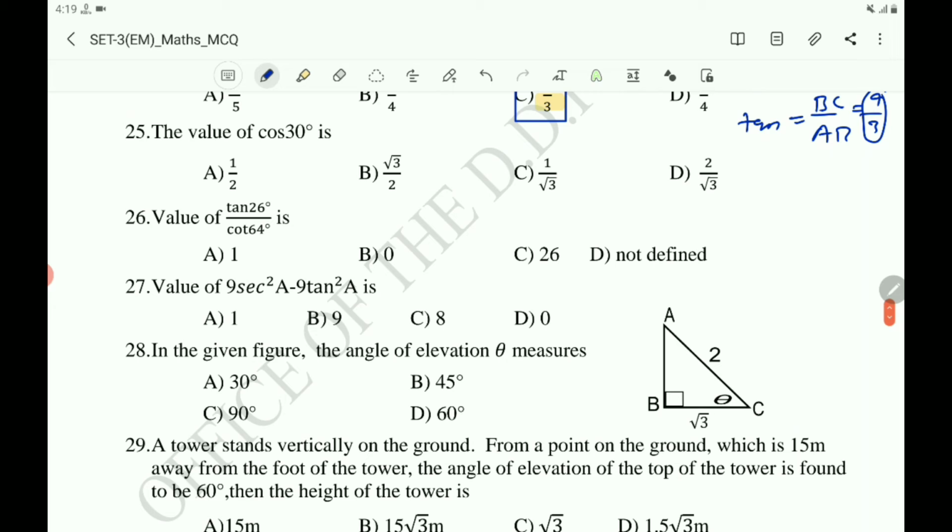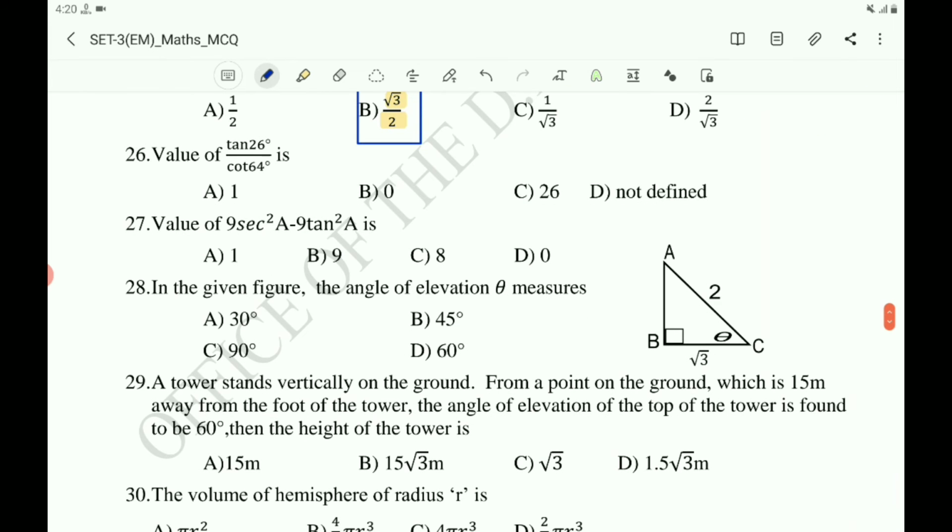Then you take the question number 25. The value of cos 30 degrees. It is a direct question. What is the value of cos 30 degree? Cos 30 degree is equal to root 3 by 2. You must know this value. Learn by heart all the trigonometric ratios of the angles from 0 degree to 90 degree. Then you can get the answer easily.